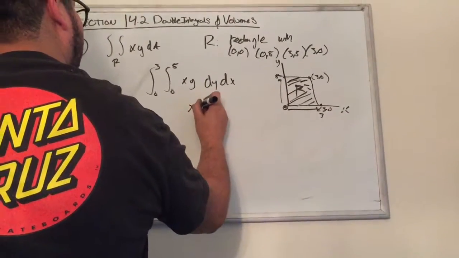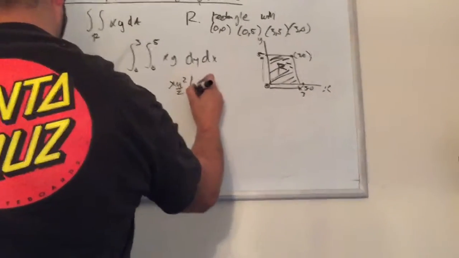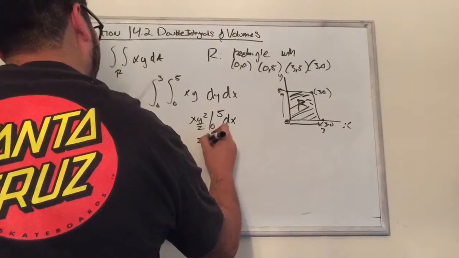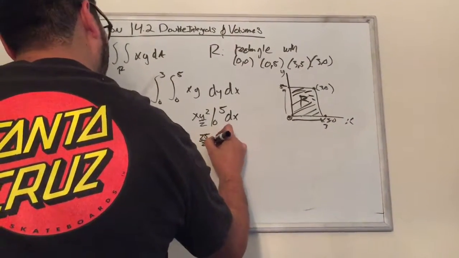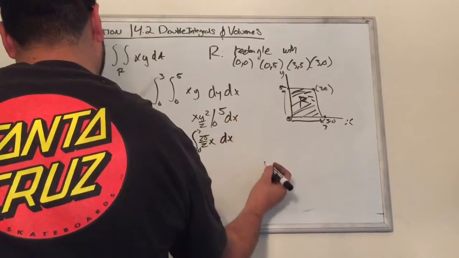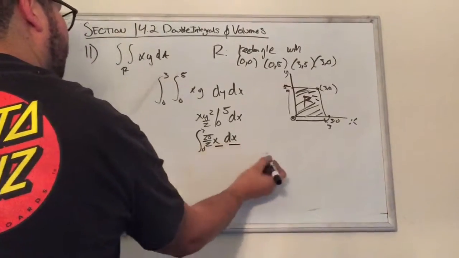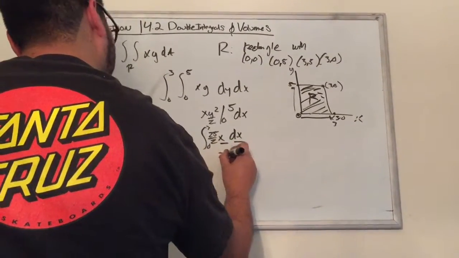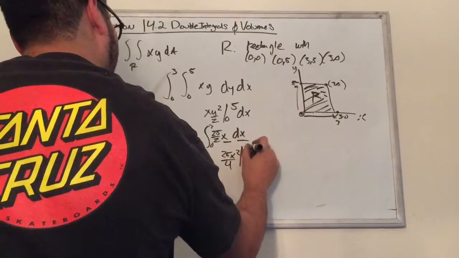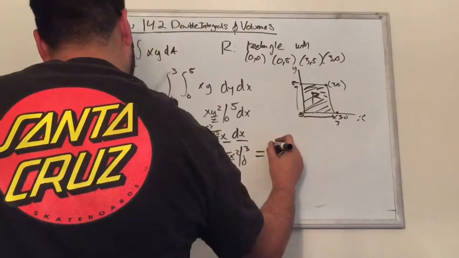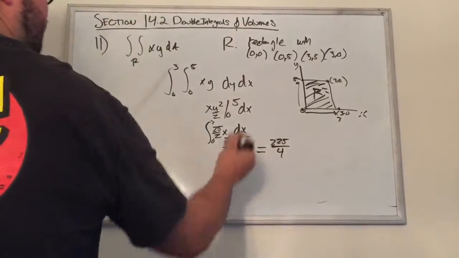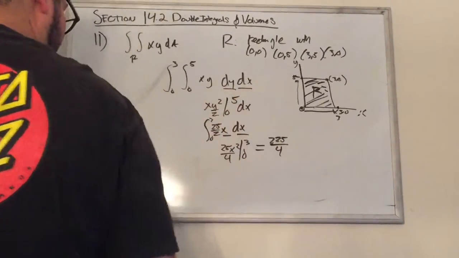So we go ahead and evaluate that with respect to y first. Then we get xy squared over 2, 0 to 5, dx. So we get 25 over 2 x, 0 to 3 dx. And then after that, we take the integral with respect to x. So then we get 25 x squared over 4, and then 0 to 3. And that gives us 225 over 4. So that was with respect to the dy dx order first.